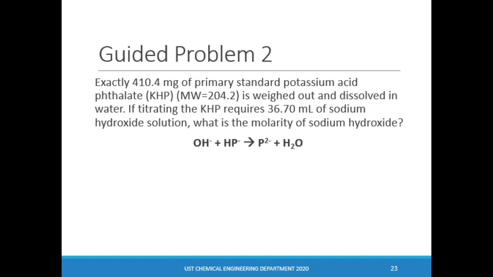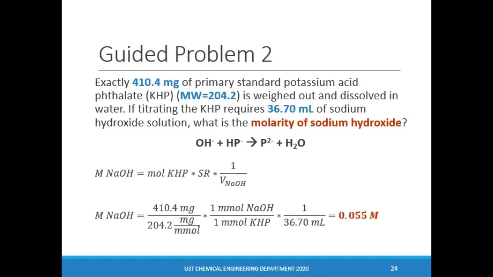Now, let's work on this second problem. Exactly 410.4 milligrams of primary standard potassium acid phthalate is weighed out and dissolved in water. If titrating the KHP requires 36.7 ml of sodium hydroxide solution, what is the molarity of sodium hydroxide? The reaction of sodium hydroxide and KHP is given as such. So if you want to solve this problem first on your own, you may pause this video.